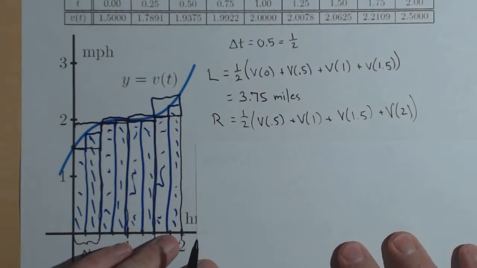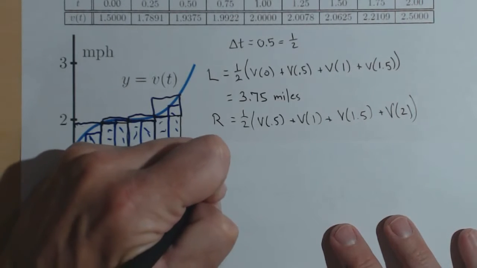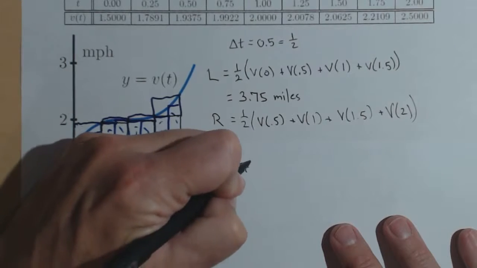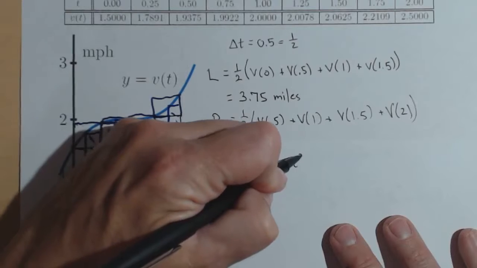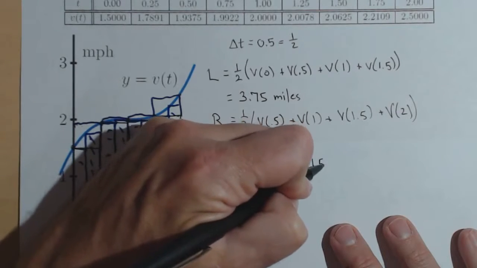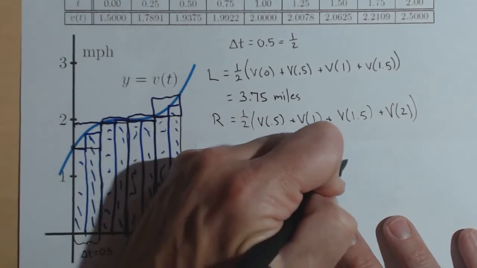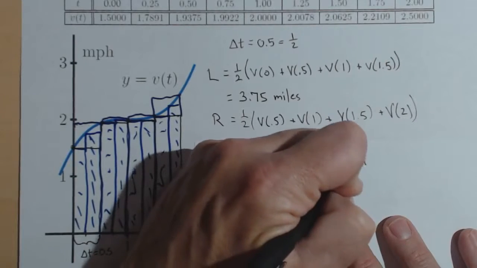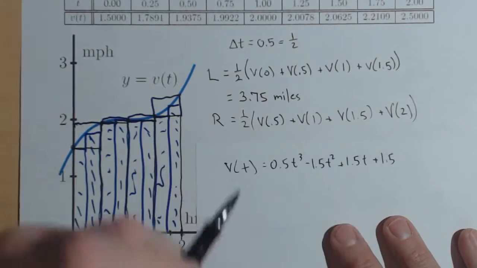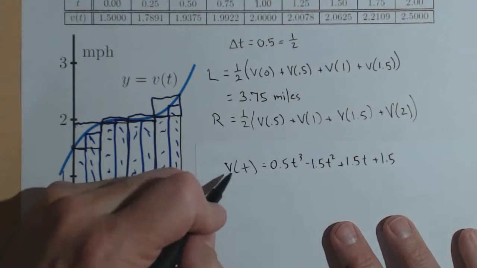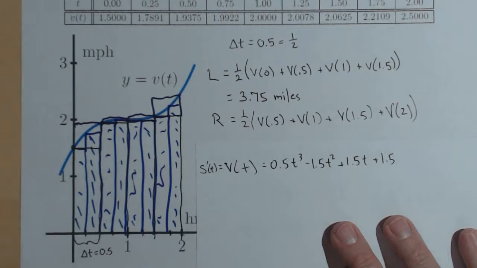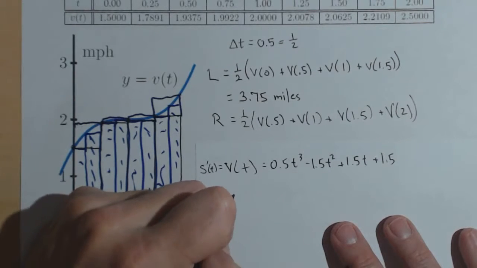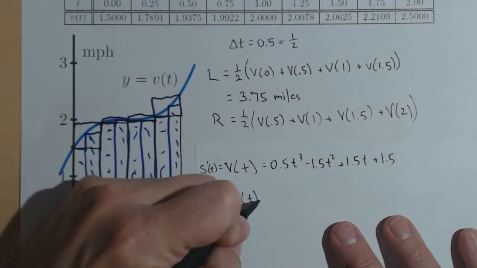In the second half of activity 4.1, they give us the function for velocity. v of t equals 0.5 t cubed minus 1.5 t squared plus 1.5 t plus 1.5. And they also remind us that v of t is the derivative of s of t. So we're going to use those facts to figure out a function that could be s of t.